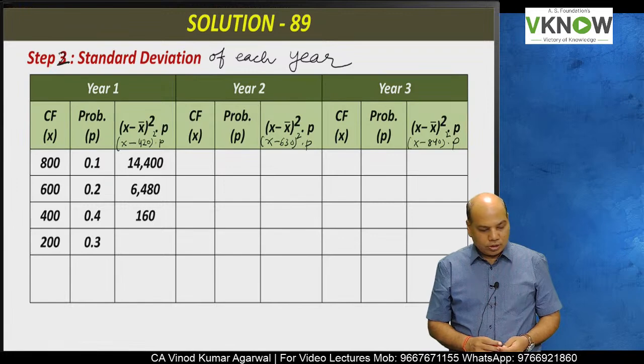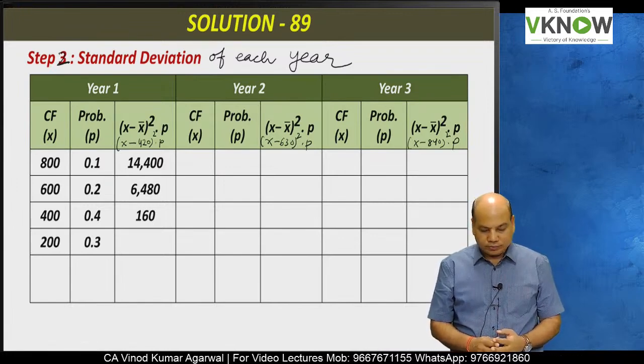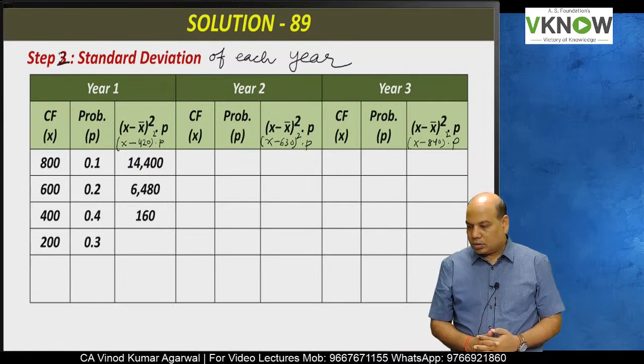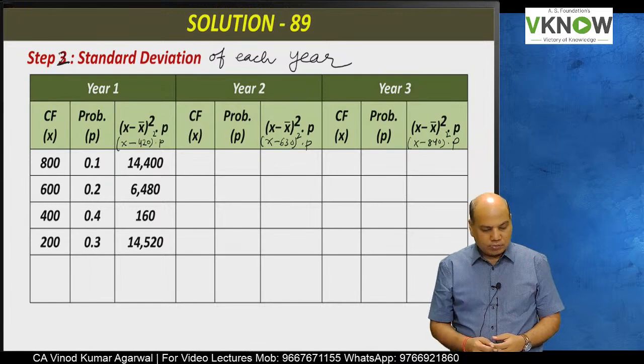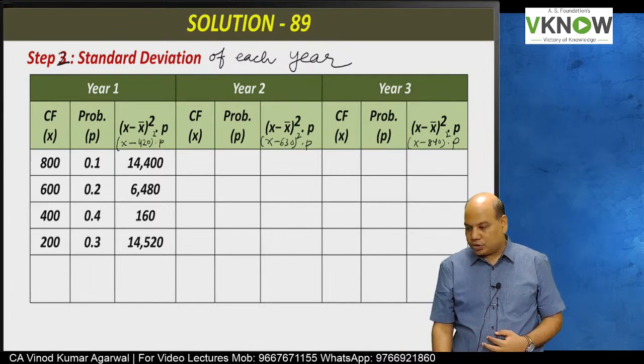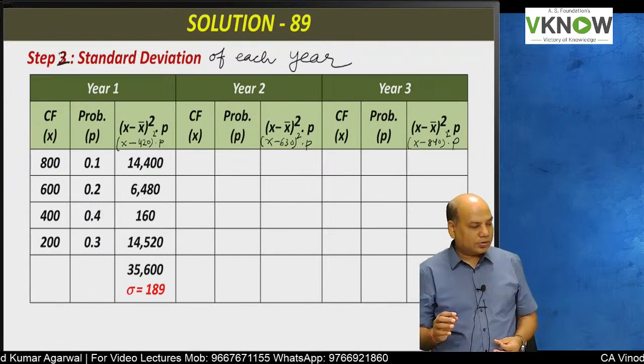Next year, 200 minus 420 square into 0.3 equal to, memory plus, 14520. Take the total first.